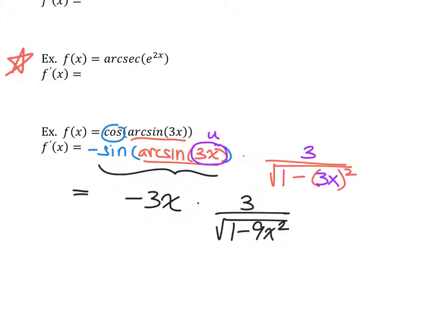All right. It won't work if, let's say, this were a tangent. If this were tangent of the arc sine of 3x, then you would have secant squared of arc sine. Secant squared does not cancel with arc sine. They have to be inverses of one another in order to cancel. All right, so this one actually surprisingly cleans up kind of nicely. Negative 9x over the square root of 1 minus 9x squared.